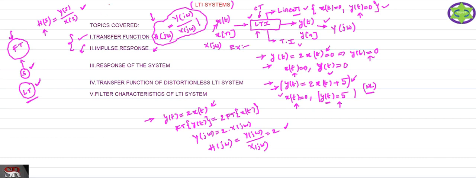Up to now the Fourier transform is completed. Therefore I define the transfer function in terms of the Fourier transform, not in terms of the Laplace transforms. If the Laplace transforms is completed, we can define the transfer function in terms of the Laplace transforms also. So that is the clarification about the transfer function. Next, the impulse response. The impulse response is obtained from the transfer function only.